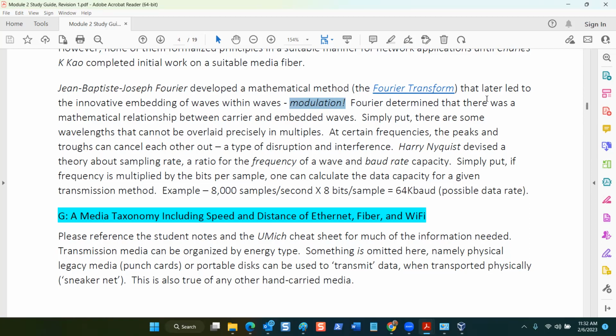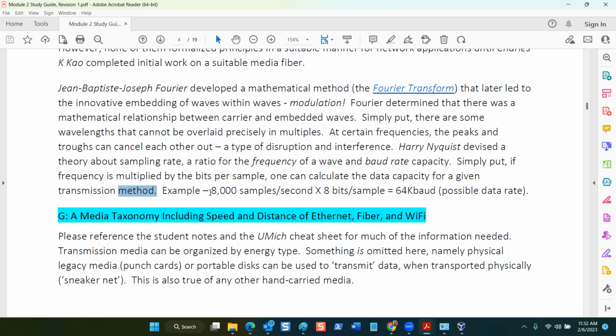But Fourier determined that there was a mathematical relationship between the carrier waves and the embedded waves, that if you have higher frequencies, you can carry more data. There's actually a mathematical equation. Simply put, if the frequency is multiplied by the bits per sample, one can calculate the data capacity for a given transmission method or media. And it's a simple calculation.